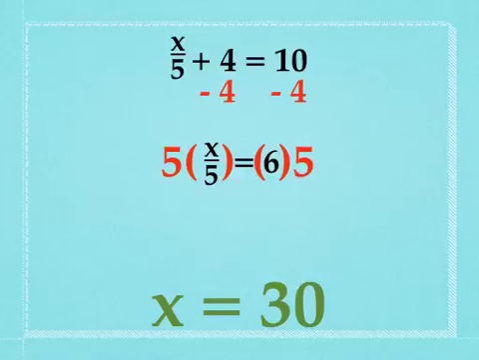Again, go back and I'm just going to mentally check my answer, plug it in, and we get 30 divided by 5 is 6. 6 plus 4 equals 10 is a true statement, so 30 is a solution to this equation.